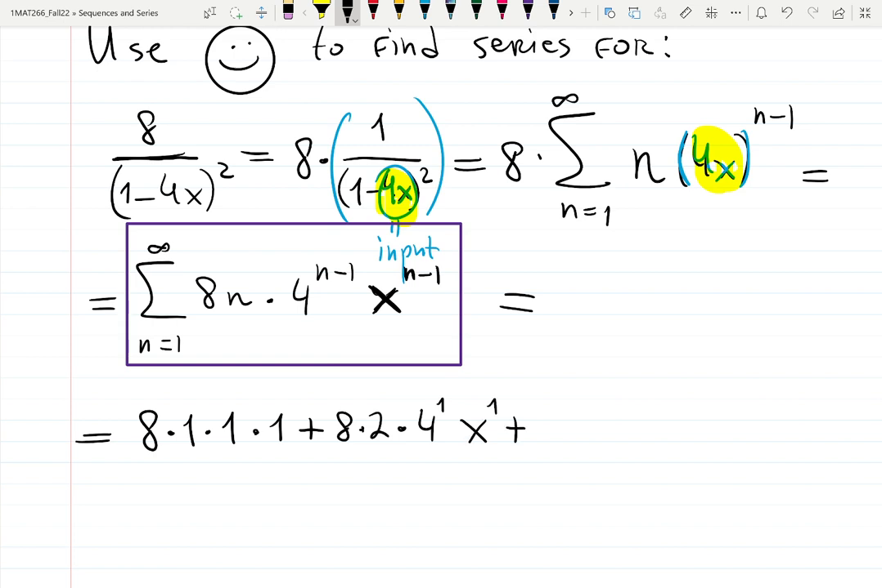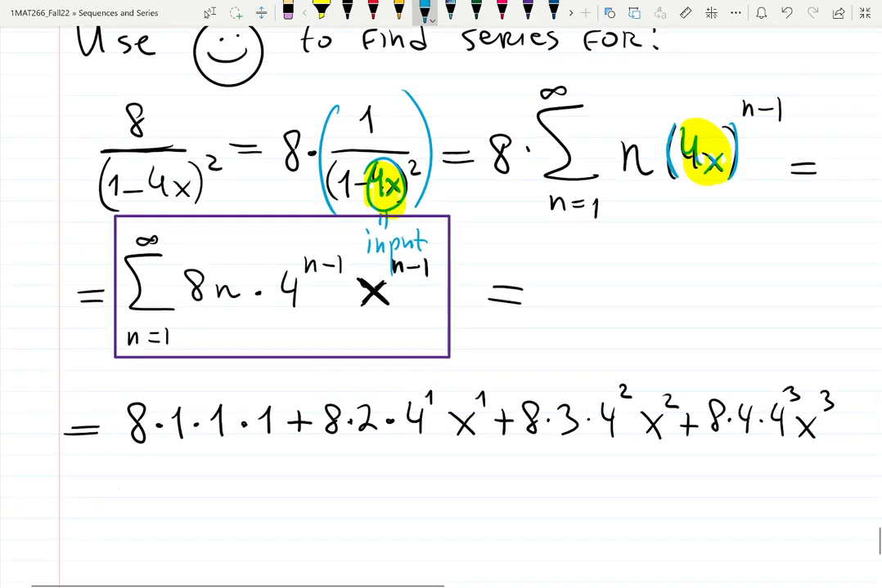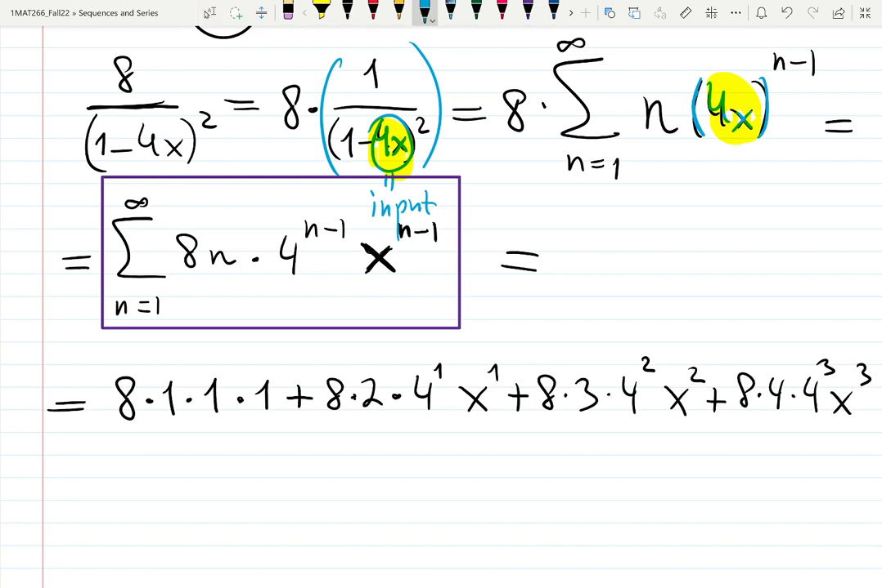Plug n equals 3. You see, I'm not plugging x, I'm plugging n equals 3. It will be 8 times 3 times 4 squared, x squared. Let's plug n equals 4. 8 times 4 times 4 cubed, x cubed. Do you see the pattern? Maybe you're too sleepy, but the pattern is here. 8 times 1, 8 times 2, 8 times 3, 8 times 4. That's the pattern.